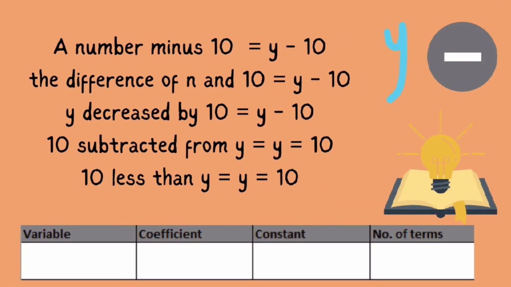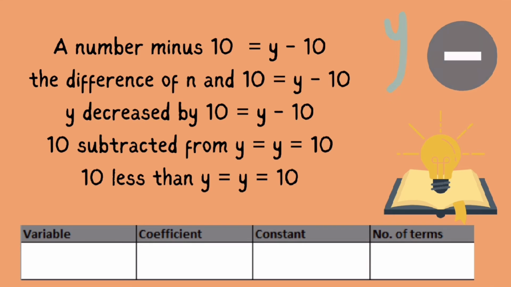Let's have another example. Next, we have a number minus 10. Again, we have here a number which can be represented by a variable. So let us say letter Y. Our next keyword here is the word minus, which represents subtraction, and there is 10. So that is Y minus 10.